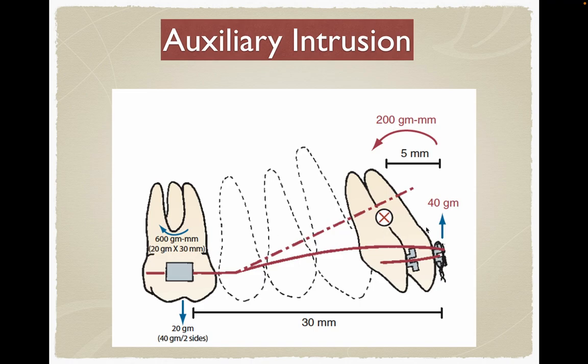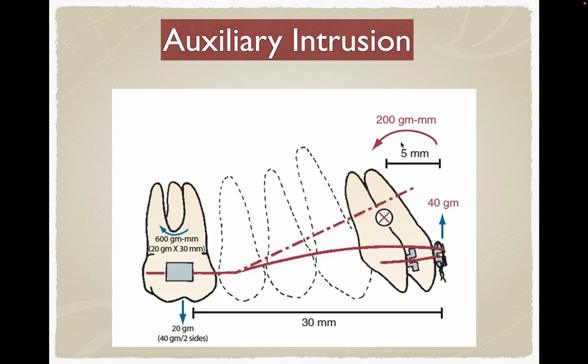However, in the incisors, the point of force application is here, the center of resistance is here, so we have a 5 millimeter difference. Now, we are applying 20 gram per side, right? So on each side, the moment generated equals 5 millimeter multiplied by 20 gram of force. That will be 200 gram-millimeter of moment generated to the incisors.